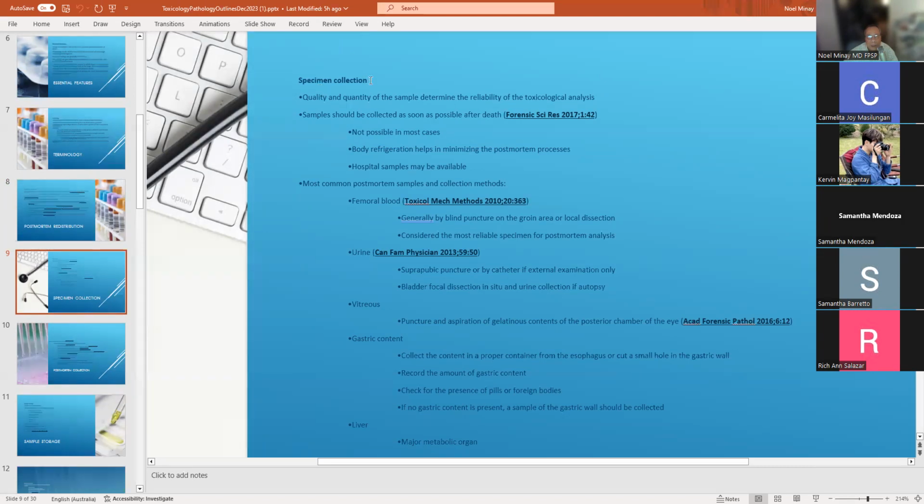So the specimen collection and the reliability depends upon the quality and quantity of the urine sample. So it depends upon the sensitivity of the forensic test that is being used for detecting a certain chemical and the amount that the forensic scientist or the doctor submitted for examination. So if there are smaller amounts, it may not give a true value for a positive determination or identification of the chemical.